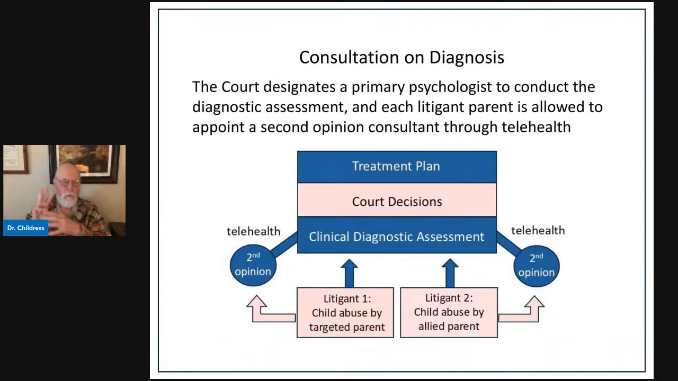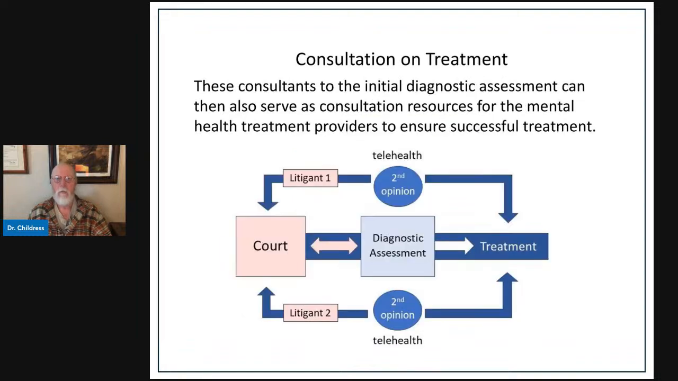That will create a 3-doctor panel, analogous to a 3-judge appellate panel. So you will get the primary decision from the primary psychologist assigned to conduct the assessment, then you will get 2 second opinions on that diagnosis. And then the court can make its decisions based on that diagnosis, and then we can develop a treatment plan based on that diagnosis to fix the problem.